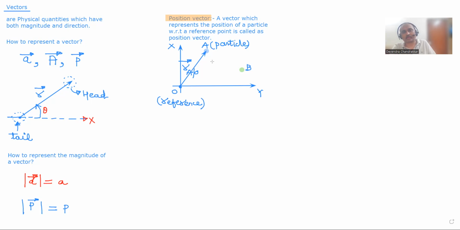So here again, if I want to write the position vector of B with respect to O, I'll draw a vector, a straight line with the tail of the vector at O and the head of the vector pointing towards B. So this is R_BO. Clear? Clear to both of you?